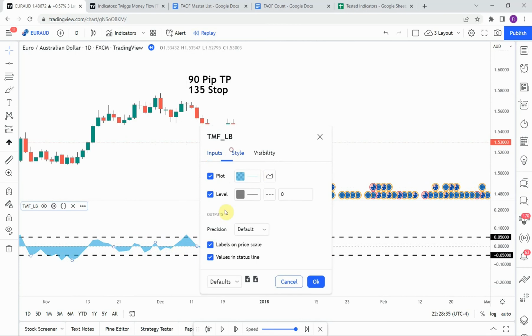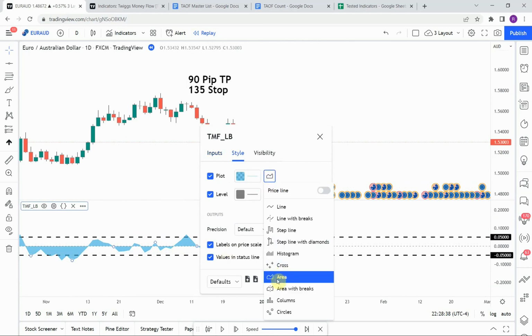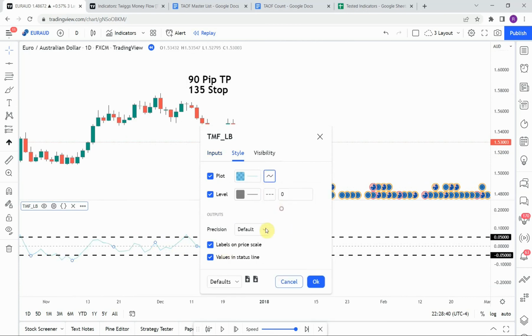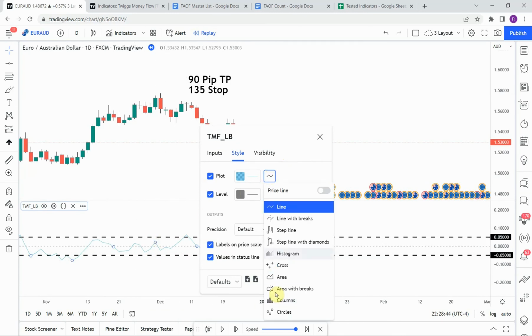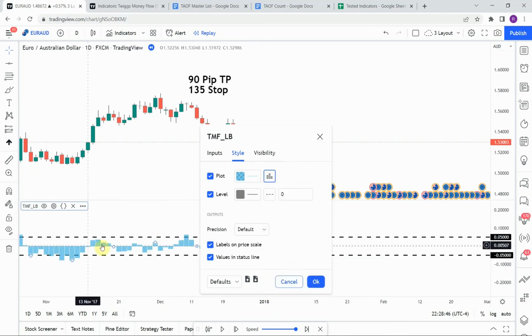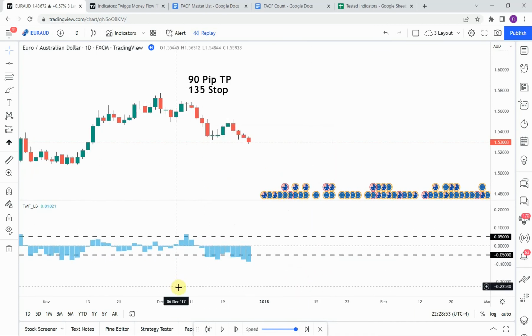So if we go over here, go into style, you can see right here that it does it as an area, but in reality it really is an oscillating line there. Just makes it a tad bit easier to see. You can change it to columns, you can do whatever you want with a histogram, and so on. Might actually be easier to keep it as columns.